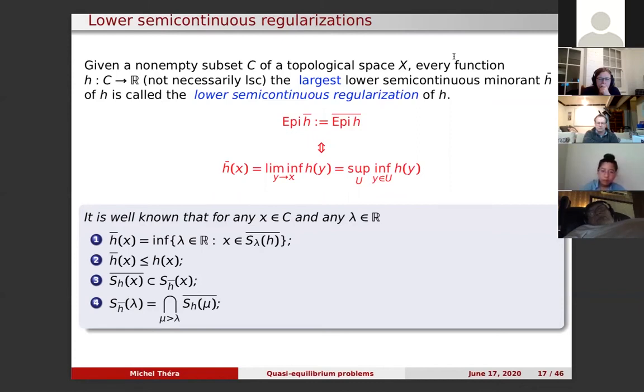And you have a well-known fact, which I will remind you of very quickly. h bar of x is exactly defined as the infimum of lambda in R where x belongs to the closure of the section S lambda of h. Of course, h bar of x is less than or equal to h of x, and so on. Okay, so this is very well known.